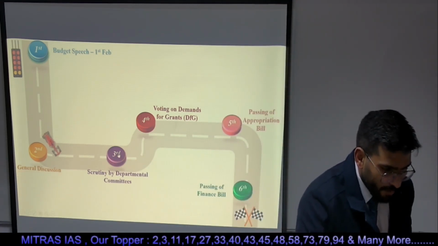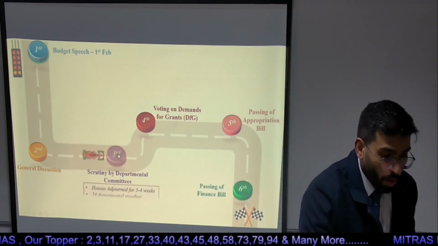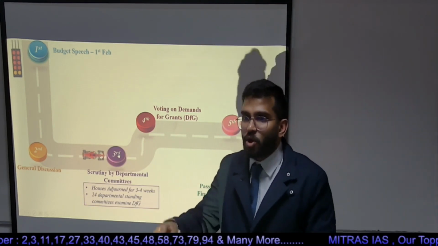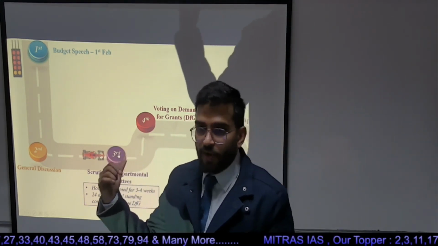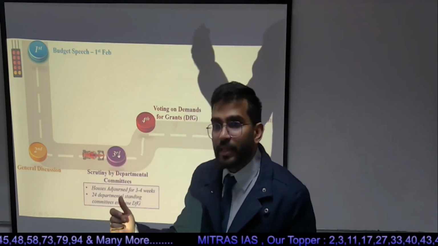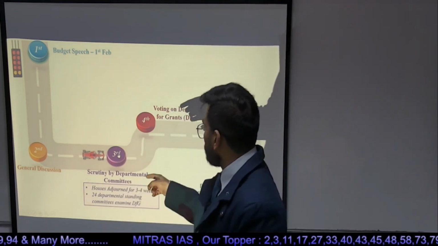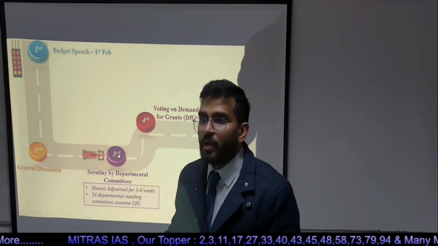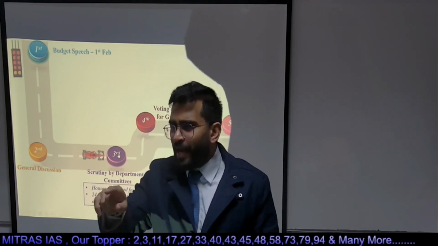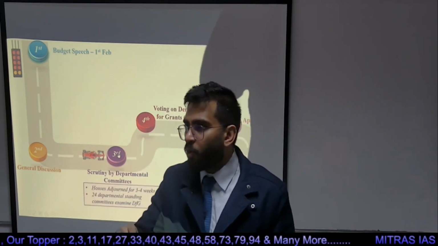Then what can happen, not can happen, what happens in case of the budget, the annual financial statement, is that it is put to departmental committees. Can you give me an analogy in case of parliament, what could happen to a bill?